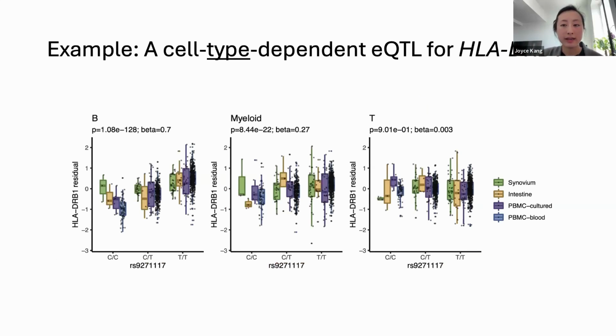Here's another example, a cell type dependent eQTL for HLA-DRB1. You can see in this example that this variant has a really strong effect in B cells, a much lower effect in myeloid cells, and no significant effect in T cells. It shows how important it is to consider cell type in eQTL analyses.